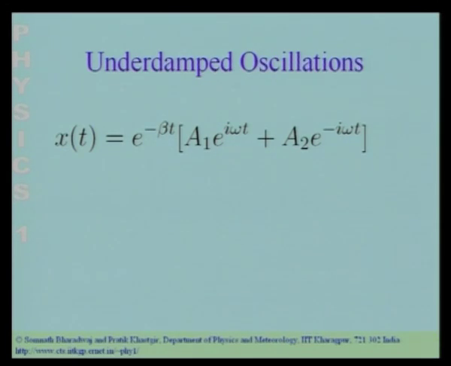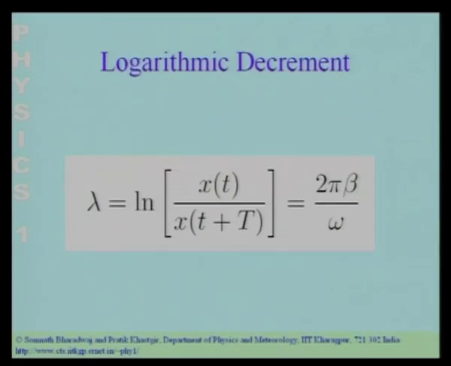The second consequence is that the amplitude of the oscillations decays exponentially with time through this factor e to the power minus beta t. So, it is of great interest sometimes to quantify this damping directly from the oscillations, and this is done through a factor called the logarithmic decrement. Let me now explain to you what the logarithmic decrement is.